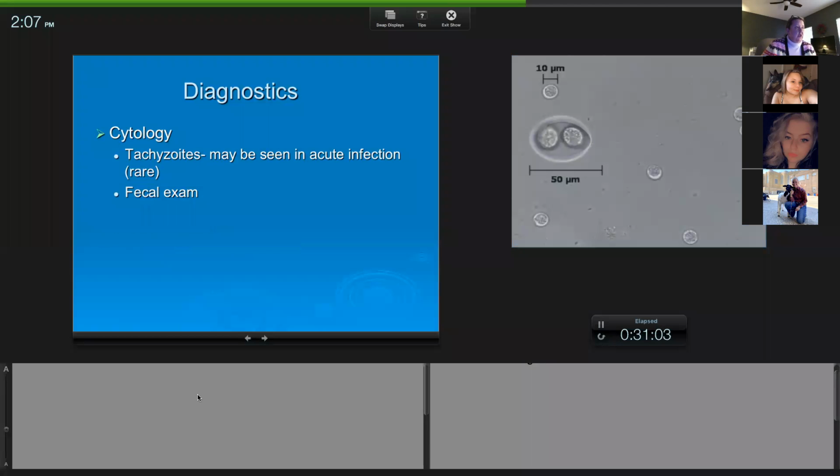Now, on cytology, if you take samples of tissues, sometimes you can see a tachyzoite, but that would be rare. And then obviously it can be seen on a fecal exam. But when you have an animal showing multiple vague clinical signs, you're probably going to do a cerebrospinal fluid test, that's a spinal tap. That's not done every day. That's a specialized test. A serology test is a specialized test. You usually start with your CBC, chem, radiographs, and then you go from there.